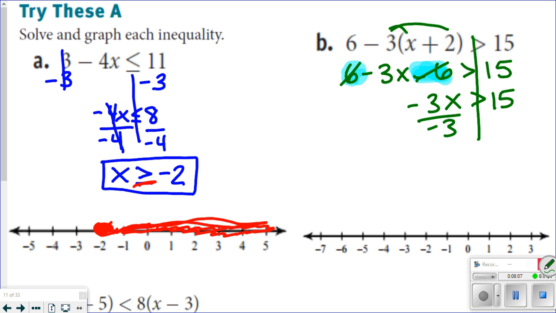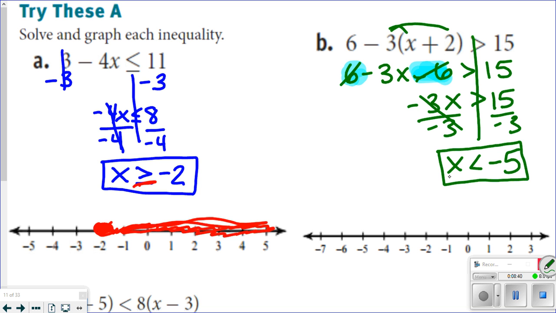Divide by negative 3. Your brain should be going ding, ding, ding, alert. Don't forget to flip or switch your inequality sign because we divided by a negative number. So 15 divided by negative 3 is negative 5. So notice I started with my x on the left and it was greater than. Now I have x is less than, so it's switched, reversed.